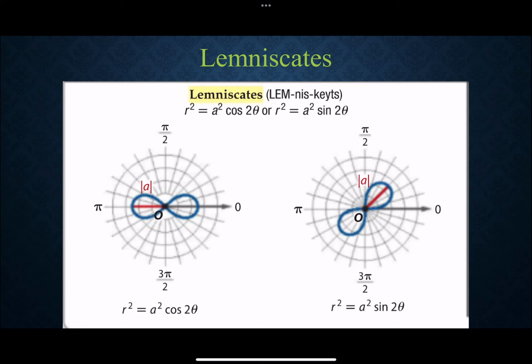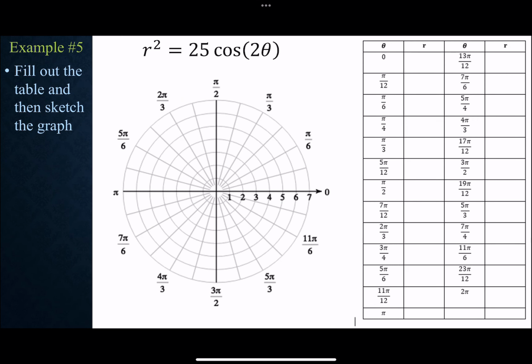So to graph these things, because again, we can't graph an r squared, you're going to have to graph r equals the square root of a squared cosine 2 theta, and r equals the square root of a squared sine 2 theta. Because you're graphing square roots, and cosine and sine can get negative, you're going to see different error values show up. So the first thing we're going to do, because again we can't have the r squared, is just take the square root of both sides.